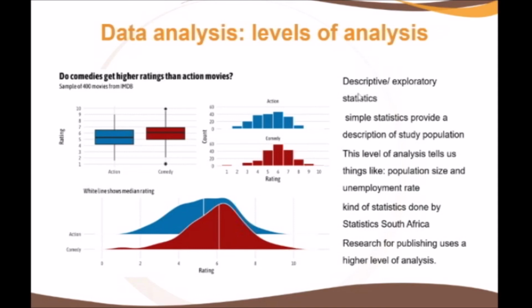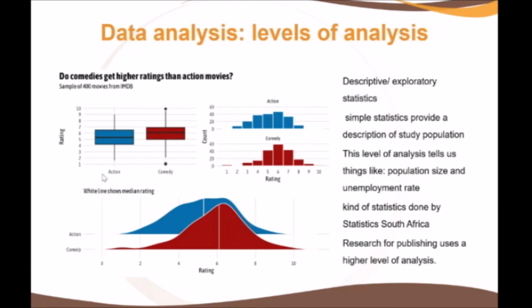So the first level is descriptive, also called exploratory statistics. And like I said, with descriptive statistics you basically visualize it. Other people also refer to it as data visualization. You're just looking at your data. In this case, this is a study that was done on comedies. Do comedies get higher ratings than action movies?